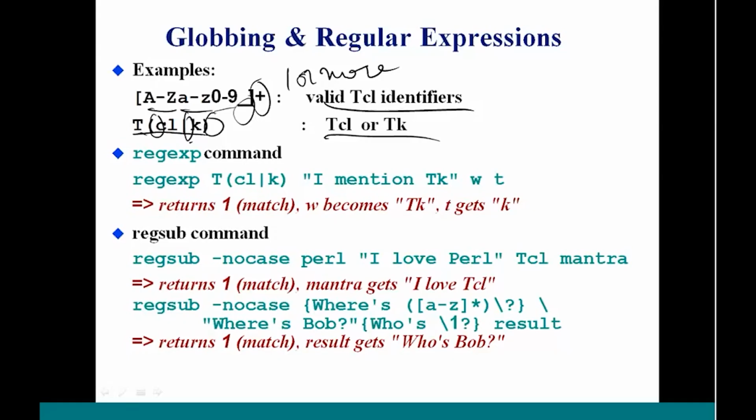So here is another example of the regex command: regexp TCLTK. I mention TK, WT. So this will return 1, which is a match, and then the W becomes TK, and then the T gets K essentially.